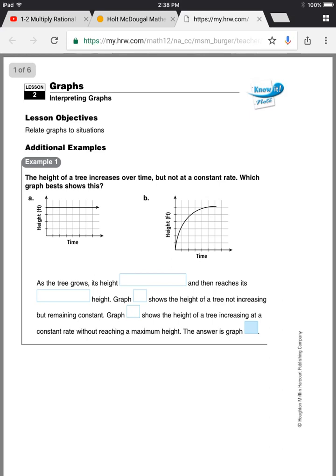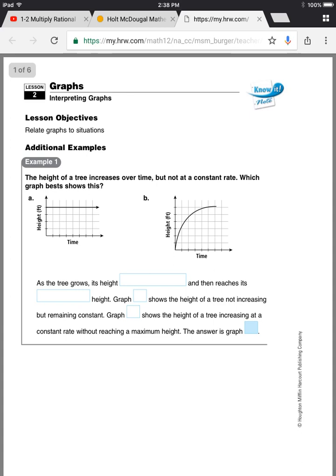Today we're talking about interpreting graphs. It's like a graph with a picture on it, and we're trying to see what it says, or we're given a story problem. We're trying to draw a graph that doesn't necessarily just include a straight line that shows or represents the situation. So, the height of a tree increases over time, but not at a constant rate.